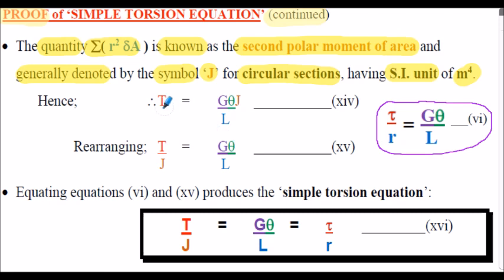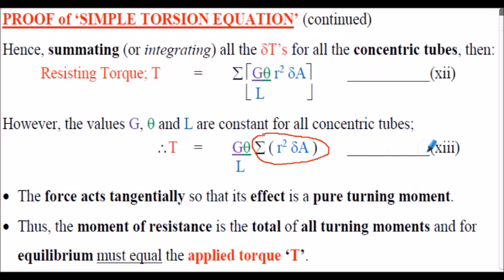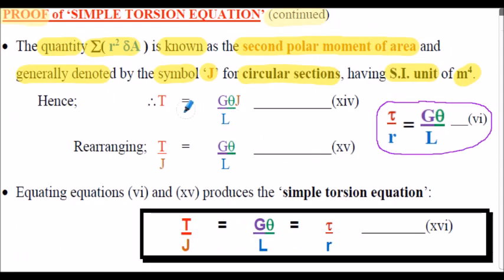So therefore, we can now write equation 13 on our previous slide, this equation here for torque, as T is equal to G theta upon L multiplied by the second polar moment of area, capital J. Equation 14 here. If we now rearrange the equation by dividing both sides by J, we form the equation T upon J is equal to G theta upon L.